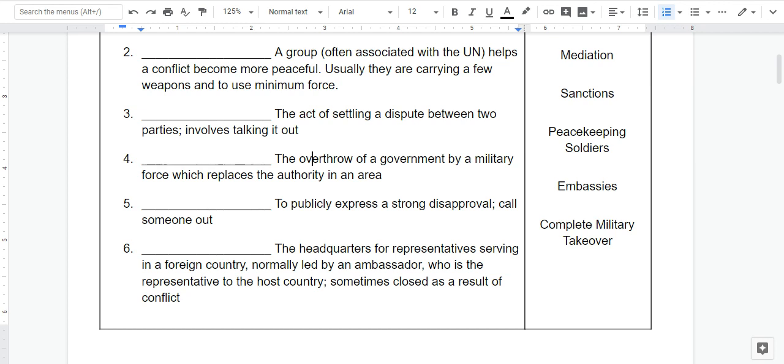Six, the headquarters for representatives serving in a foreign country, normally led by an ambassador, who is a representative to the host country, sometimes closed as a result of conflict. So if the U.S. isn't getting along with a country, they might close this headquarters and say, hey, we're not even going to deal with you anymore. So we think what you're doing is bad. So it's the headquarters there.